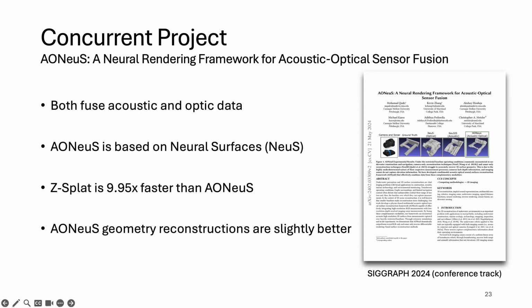Some of our collaborators also proposed a similar project called Aeonius. The goal for both Aeonius and this Splat is to fuse acoustic and optic data with neural representations. Aeonius is based on neural surfaces, so it has a different forward model. This Splat is about 10 times faster than Aeonius, taking advantage of the splatting operation. Finally, we admit that the Aeonius geometry reconstruction is slightly better than ours. Aeonius is accepted and will be presented at SIGGRAPH 2024.